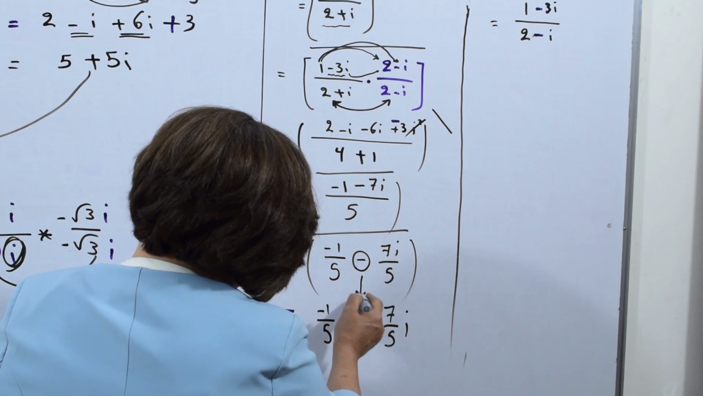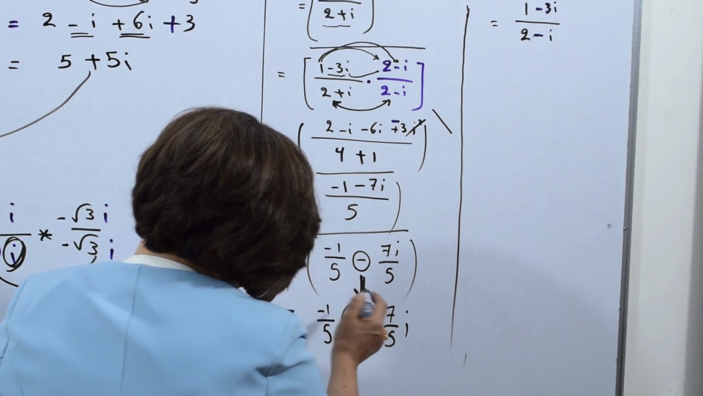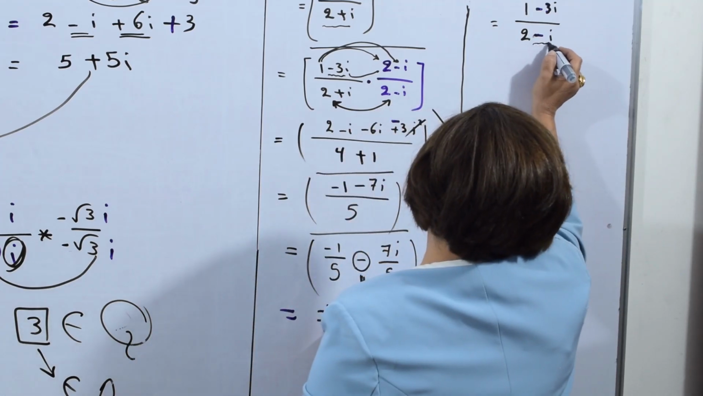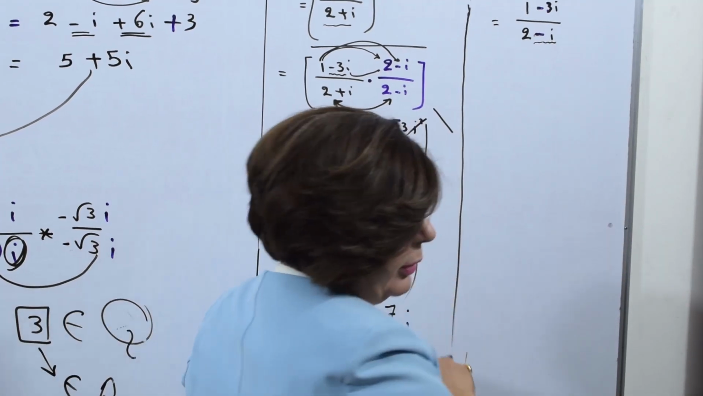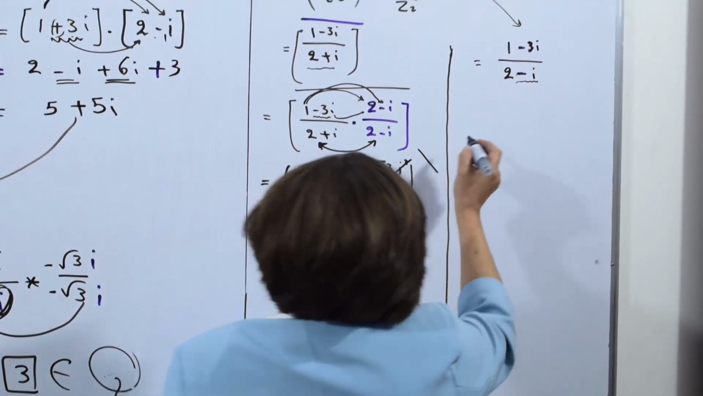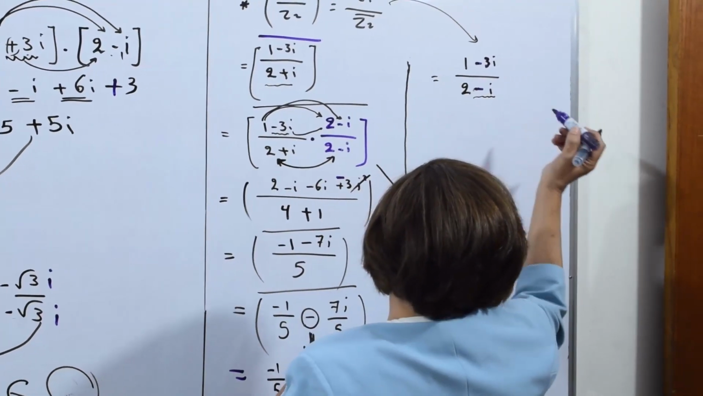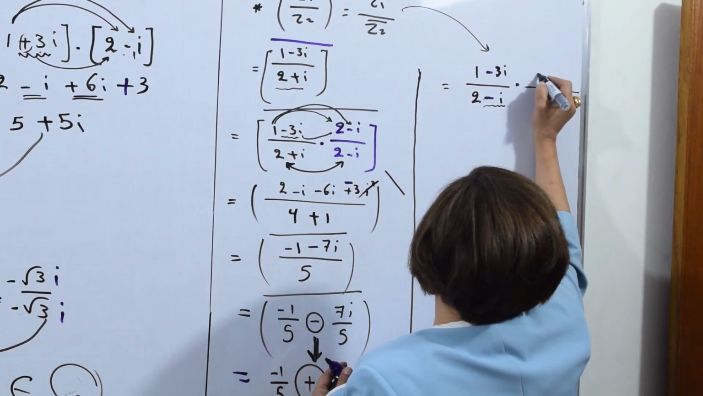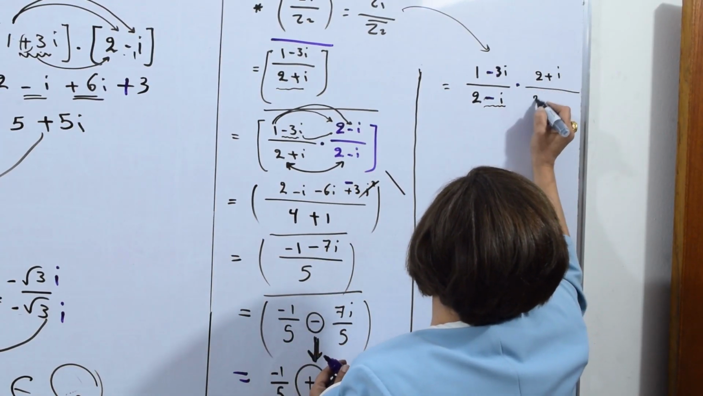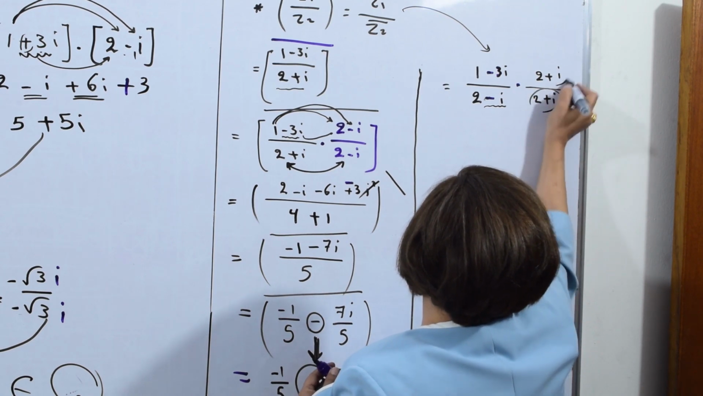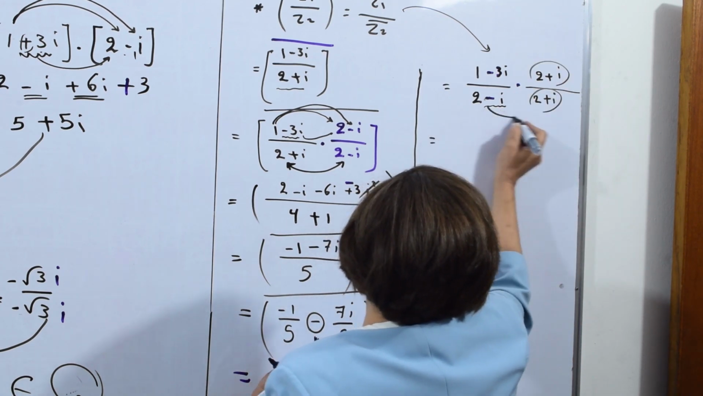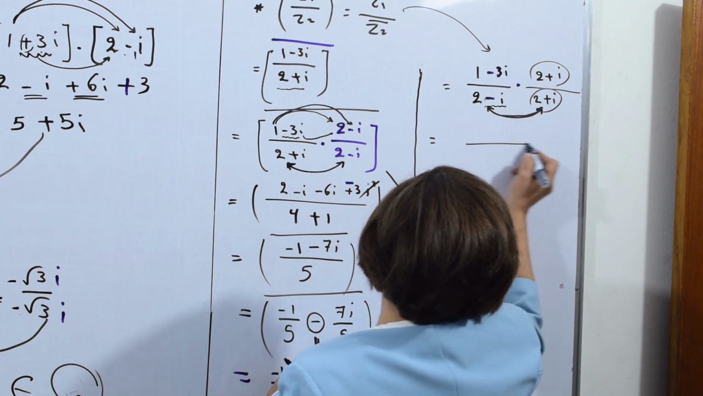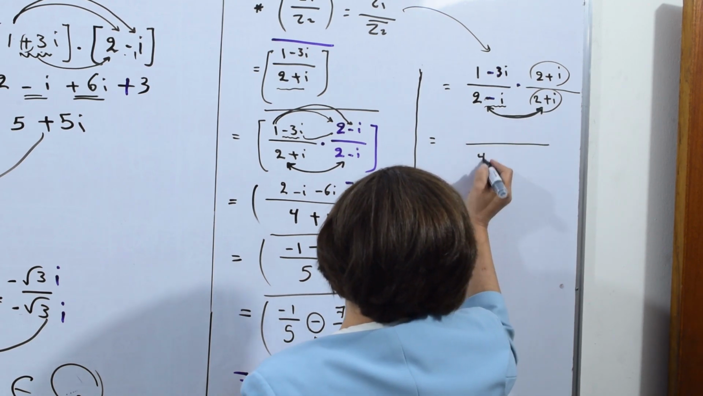Change this sign. In this one, directly I see an imaginary unit in the denominator. Directly multiply by the conjugate of the denominator, which gives me 2 plus i over 2 plus i. Then they are two conjugate numbers. Multiplication law: a squared, that means 4.